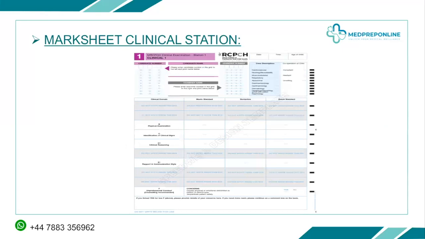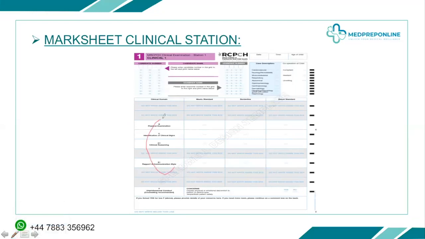So here is the mark sheet. I have brought only one mark sheet for the clinical station, because the rest of the mark sheets are according to the domains. I just want to show you the domains which we discussed, C, D1, E1. The domains are written at the side, and only these domains are tested. The other domains are not tested.